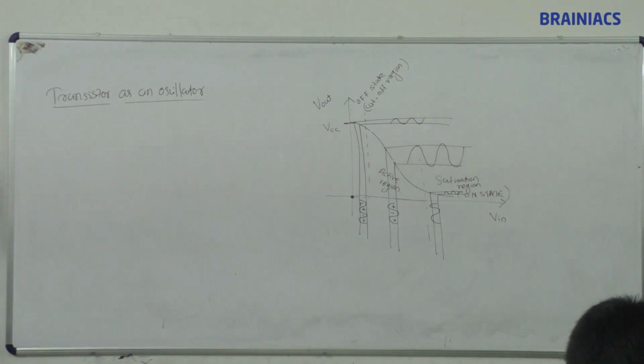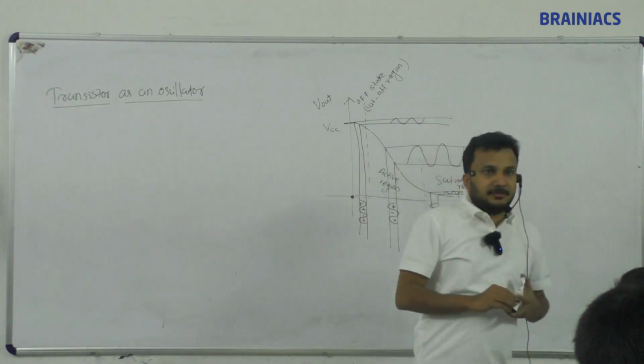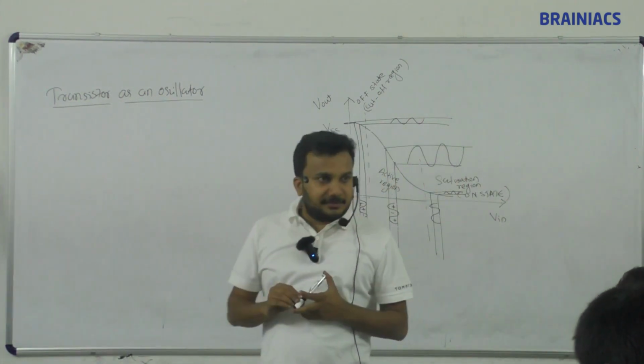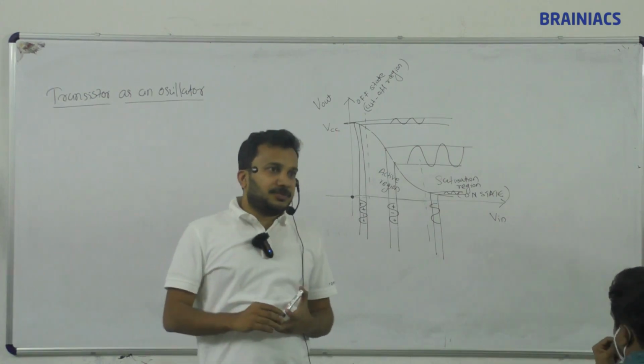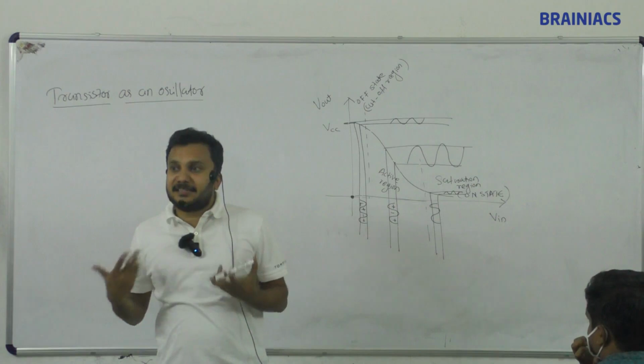What is the meaning of oscillator? An oscillator is simply a device, like an oscilloscope or function generator. It is a device which is used to produce sine signals.